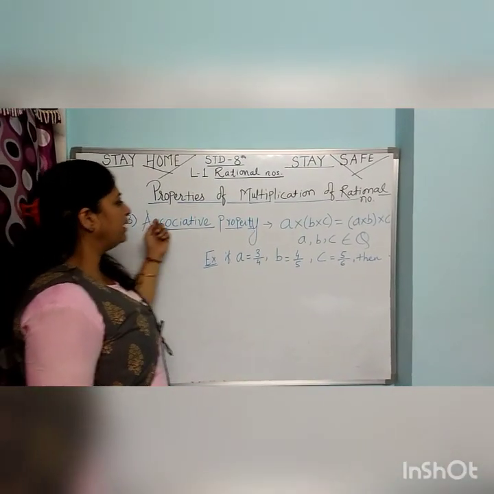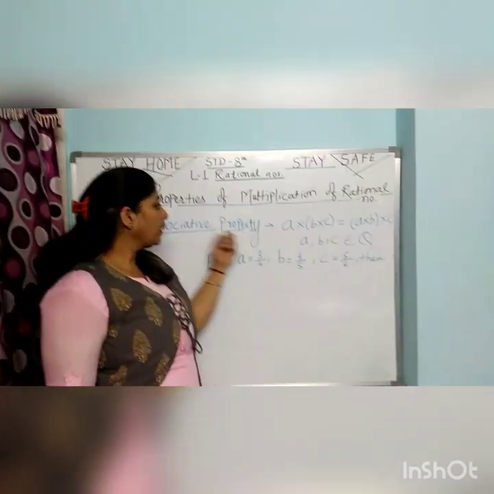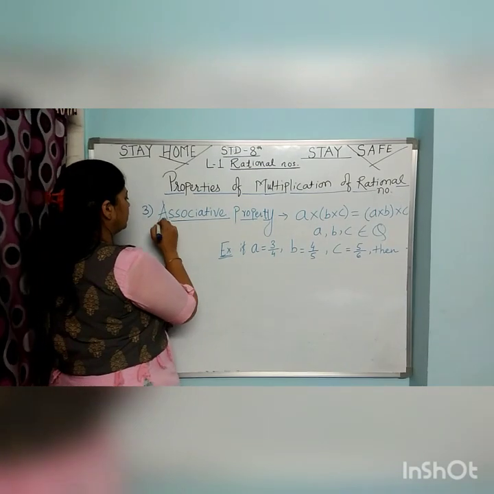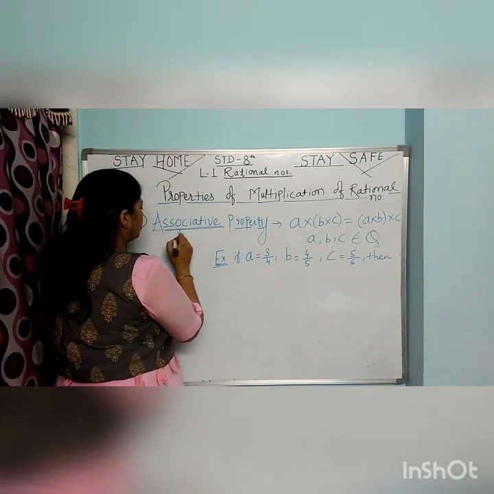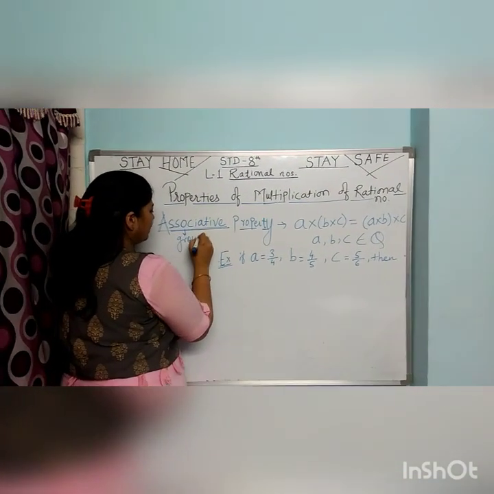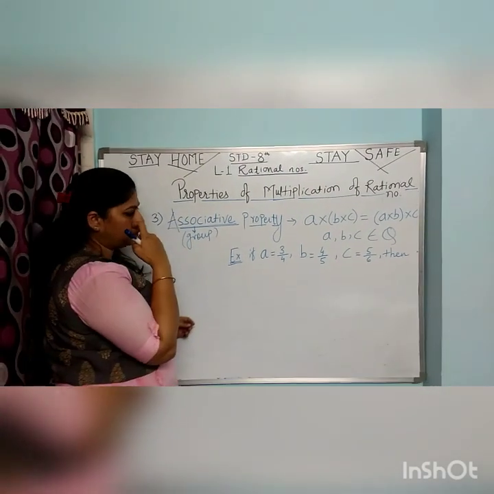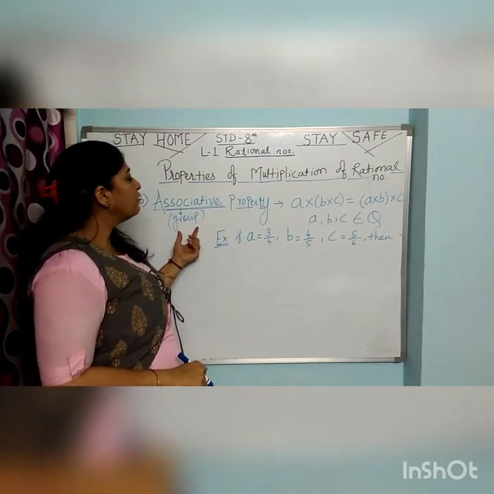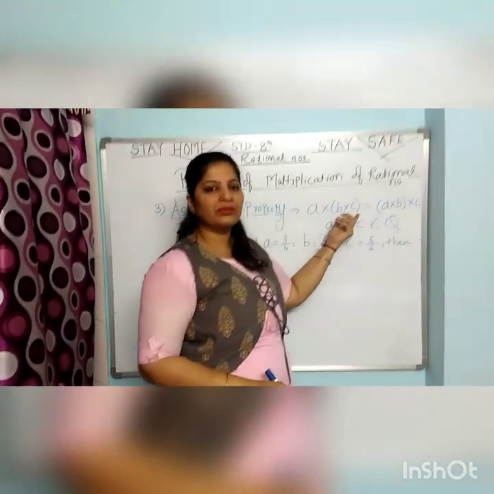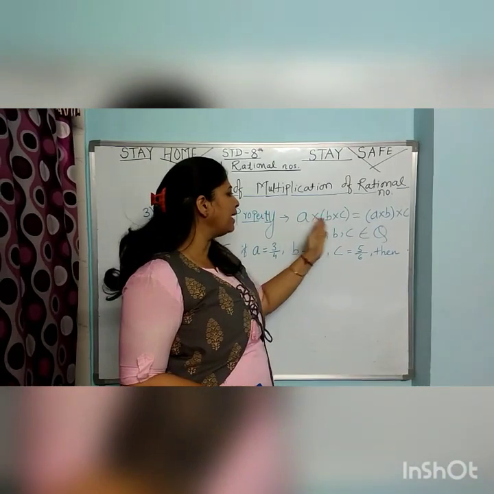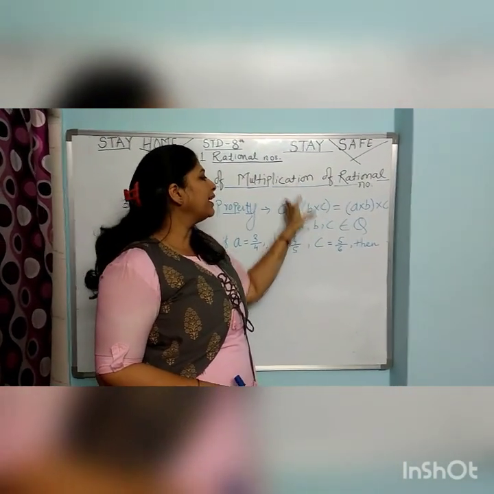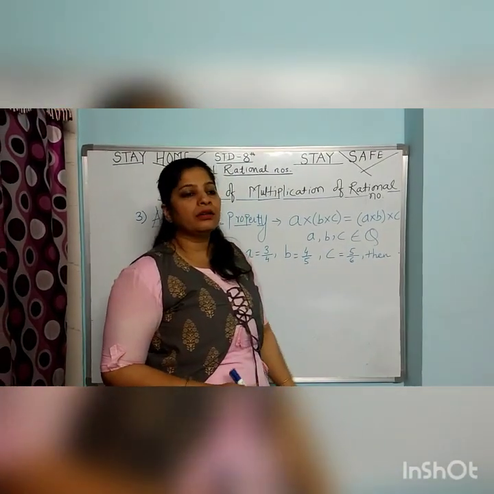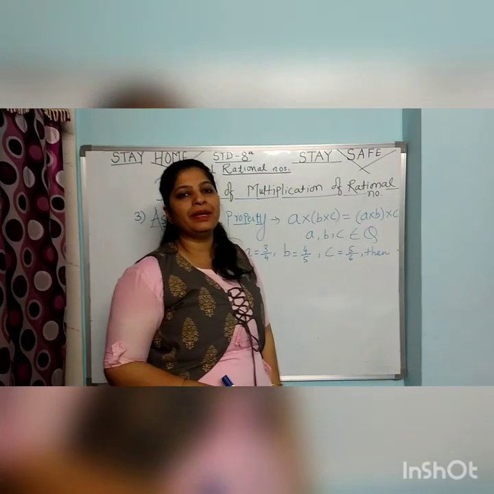The third property is the associative property. In the associative property, we have to make an association. This word already says group, so from the word also you can understand the property. When there is the word associative, it means group. When three or more rational numbers are being multiplied in a group and we can change the order of the group, then also the result of your multiplication will be the same.